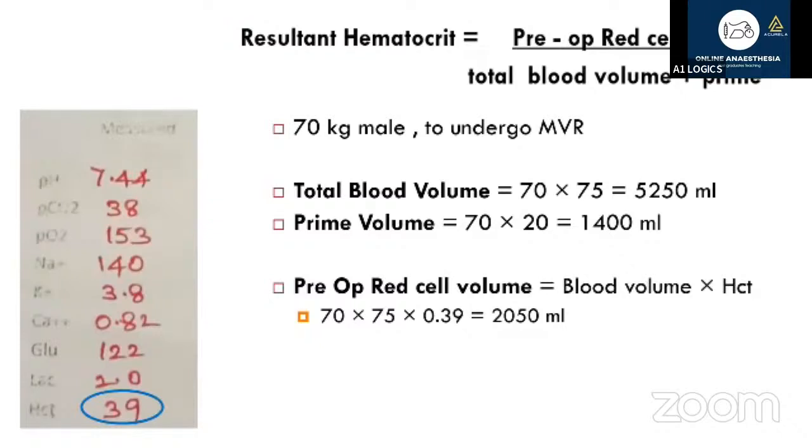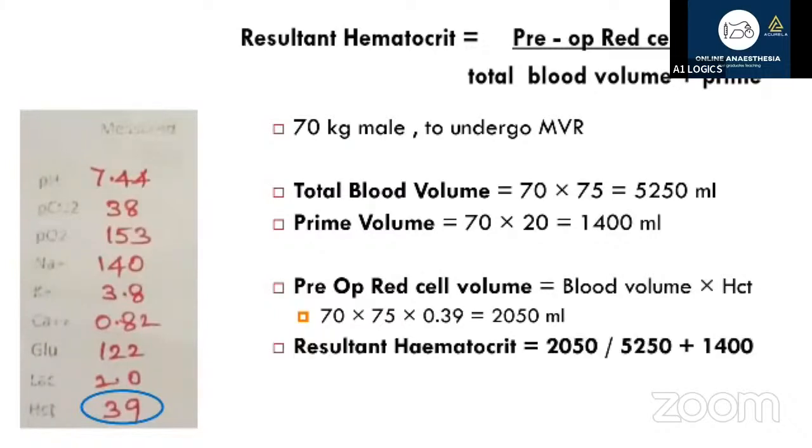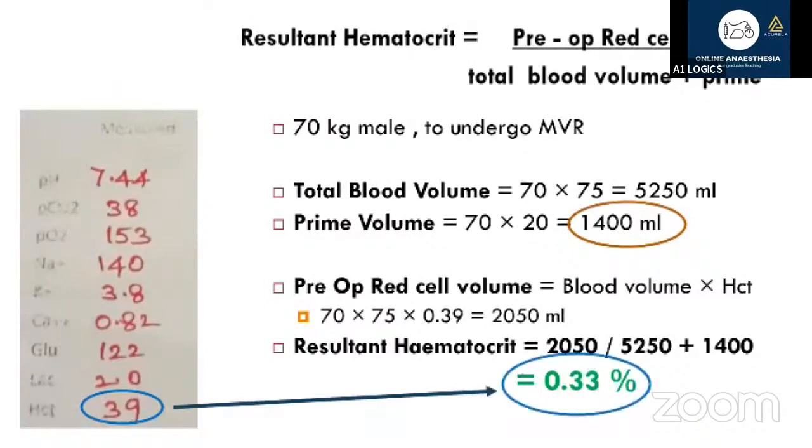That is going to get diluted in a larger volume, that is his total blood volume plus his prime volume. So the resultant hematocrit is 2050 ml in 5250 plus 1400 ml. That will compute to 0.33. So what has happened? You have taken this 1400 ml and added it into the patient. The hematocrit, which was 39, has become 33. You have to calculate for every patient and tell the perfusionist whether you will have to add some packed cells into the pump or not before starting the bypass. So that will decide whether you need a transfusion prior.